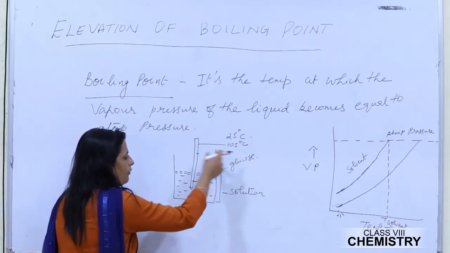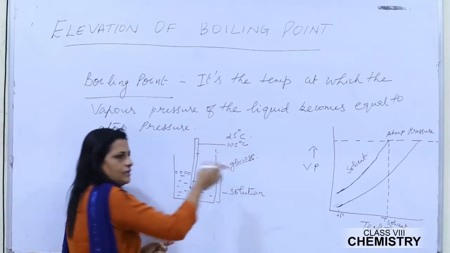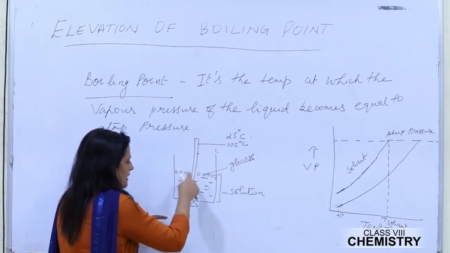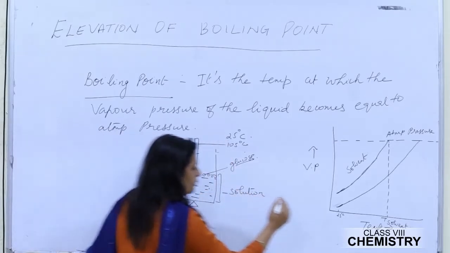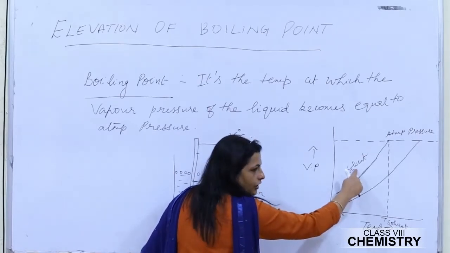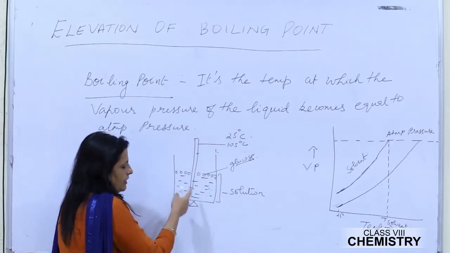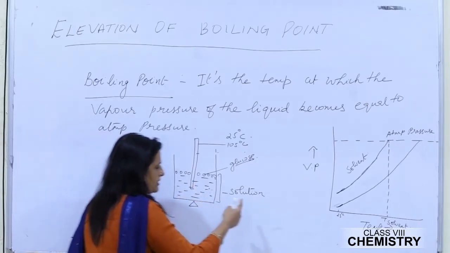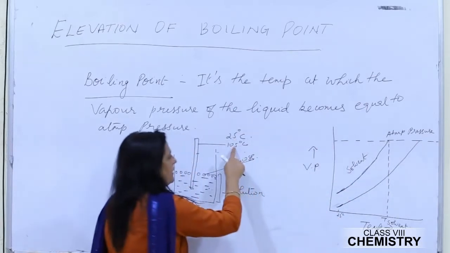Once more I'll explain. That is, you are adding a non-volatile solute to the solvent. Suppose you are adding glucose, which is a non-volatile solute. Then you are doing the same experiment. Initial vapor pressure at 25 degrees C you are noting, and what do you observe? It is found to be less than the vapor pressure of pure solvent. Then you are supplying heat. When you supply heat, the solution starts getting heated. So what is happening to the boiling point?